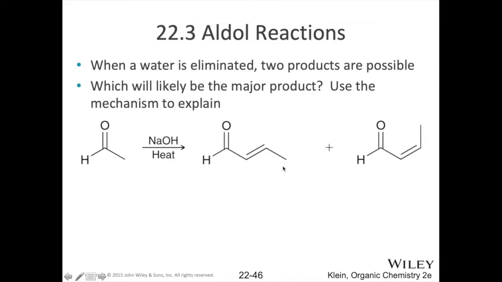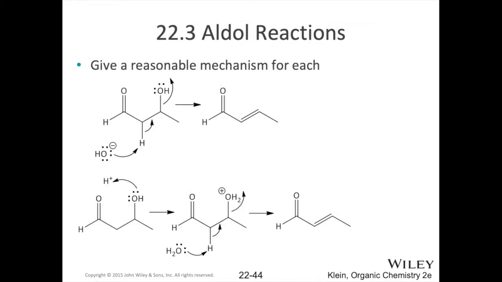From an electronic standpoint, if we go back to the mechanism, note that in the formation of the trans product, your proton and your leaving group for either mechanism are anti-periplanar to each other. So if you go back to our chapter on elimination reactions, you'll see why that's important.